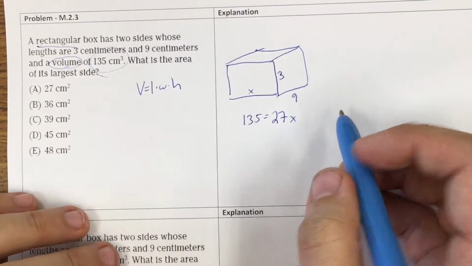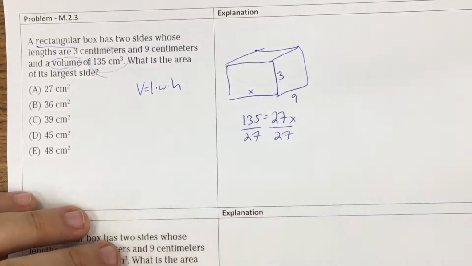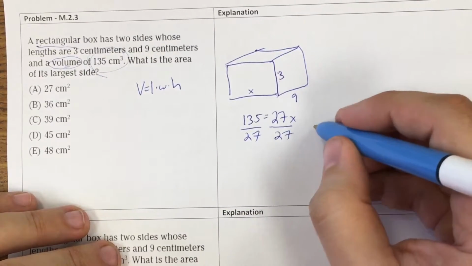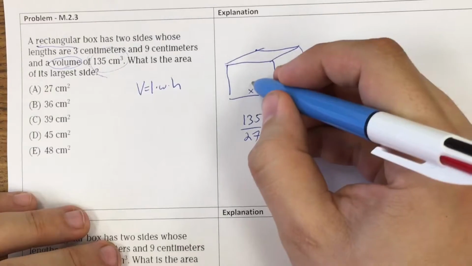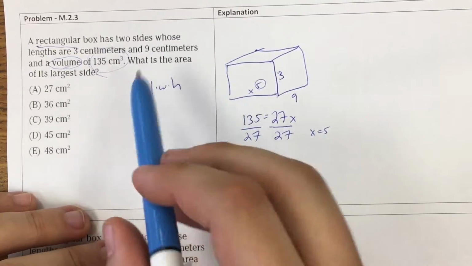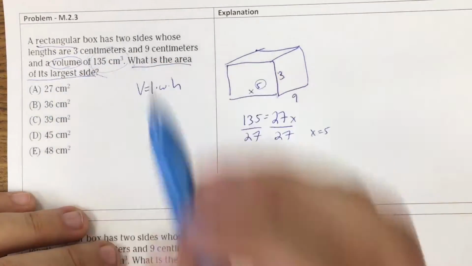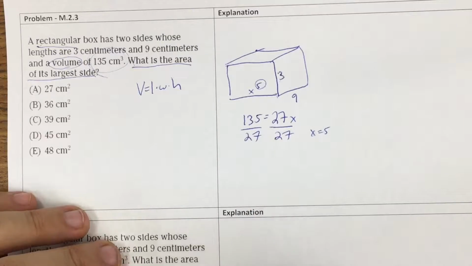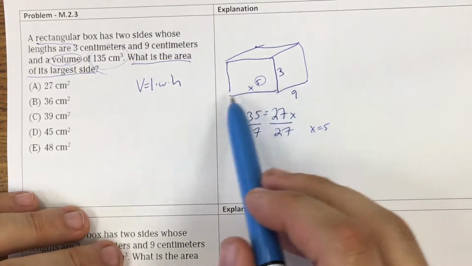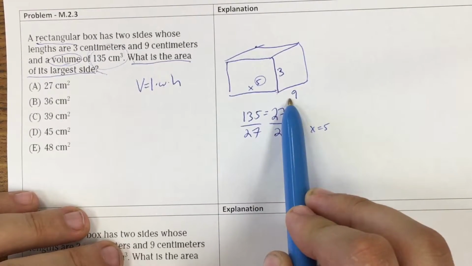And then I am going to solve for x, and I am going to get x is equal to 5. And so that is not yet quite the end to this question because I got to go back and look to see what the question is asking. It says, what is the area of its largest side? And I know that the largest side is going to be formed by multiplying the two highest numbers together, which would be 5 and 9.